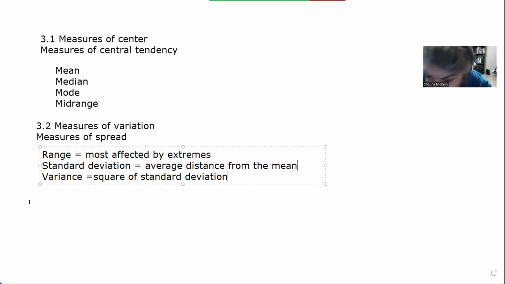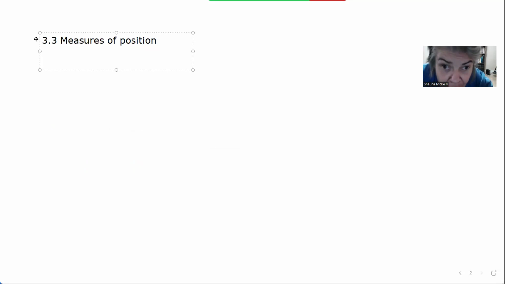And in 3.3, we're going to talk about other measures. We're going to talk about measures of position. I'm going to take you to the slides in a minute and point a couple of things out to you. In 3.3, measures of position are measures that tell you where a data value or where a person's score falls in relation to everyone else in that group. So where are you in relation to that group?